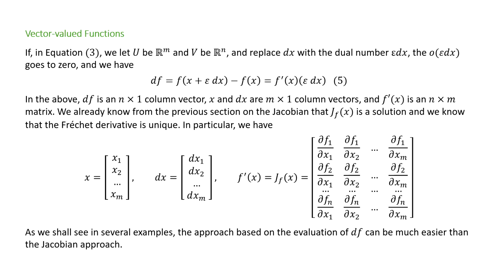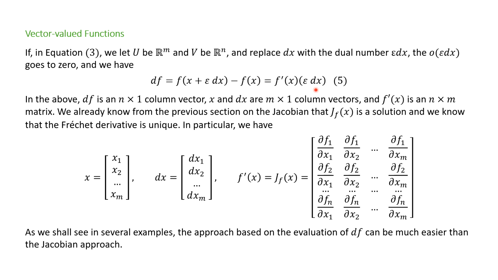We can apply our approach using the Fréchet derivative to functions that take a vector input but also have a vector output. In other words, from R^m to R^n. We start with our equation 3, and we make the substitutions we've done before, so these higher order terms all go to 0.